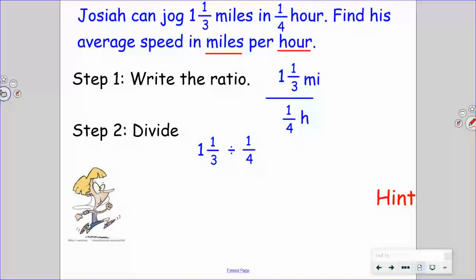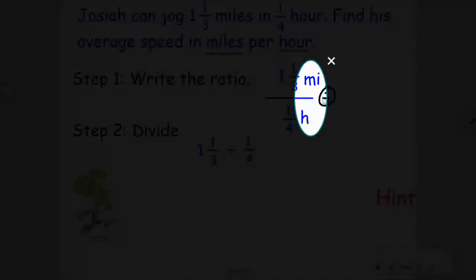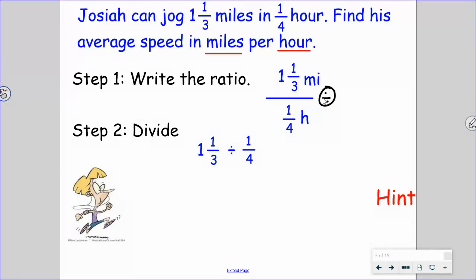Now, I want you to think about a fraction as nothing more than a division problem. Right? So let's think about this problem. Josiah can jog 1 1/3 miles in 1/4 of an hour. Find his average speed in miles per hour. Now, first step, write the ratio. Notice that I always write the units in before I write the numbers. So once I write miles per hour, then it's a little easier to make sure I don't mix up the fractions.